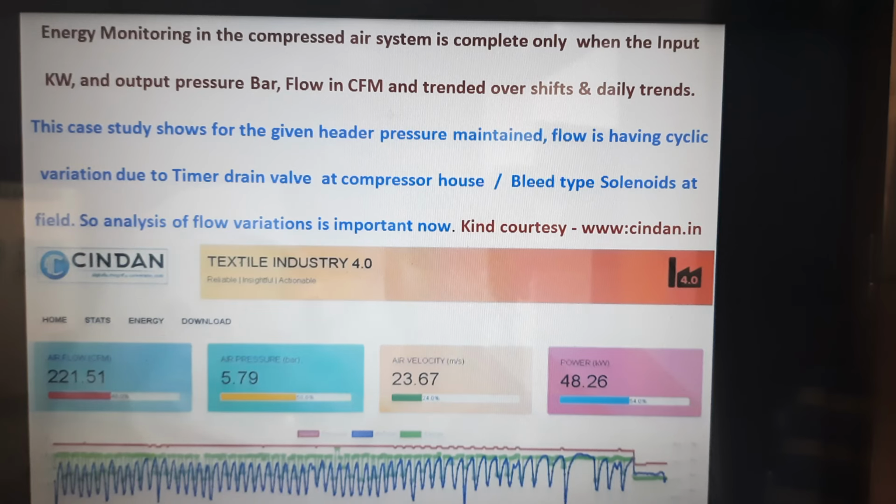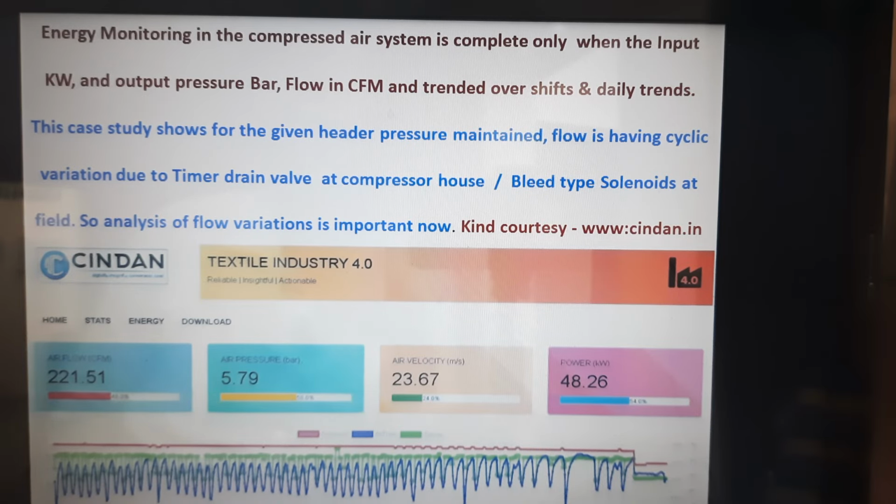Also, the end-to-end compressed air pressure drops happen due to many of the bleed type solenoid valves or the timer type drain valves. Especially in the compressor house, the timer type drain valves heavily drain the air, as do the bleed type poppet type solenoid valves, where lubricated neoprene O-rings are used. These need to be regularly taken up for servicing, overhauling and replacement, especially the O-rings, so that if any of the bleed type solenoid valves are bleeding very cyclically, that also leads to a zigzag flow pattern.